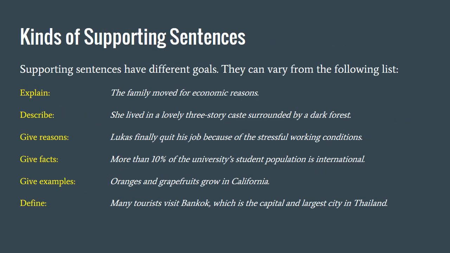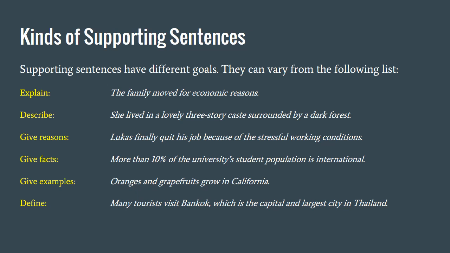Okay, if you haven't already guessed, there's lots of kinds of supporting sentences. Supporting sentences can have different goals, and they can vary from the following list. You may have something that explains, you may have a sentence that describes, gives reasons, gives facts, gives examples, defines. So let's look at some of these examples.